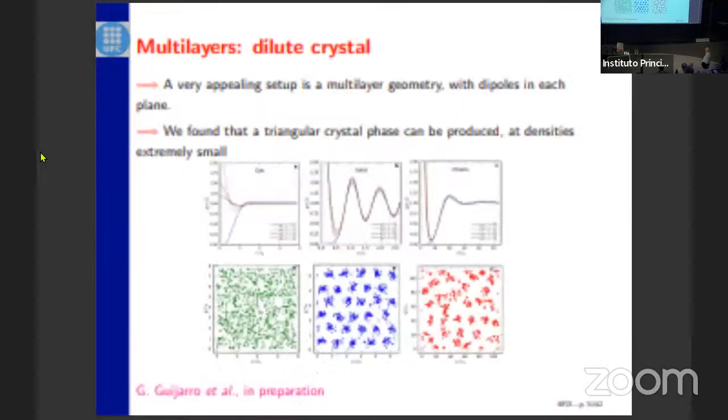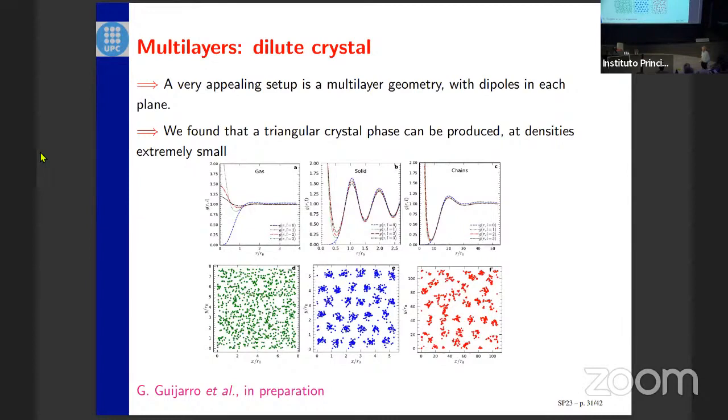And this is new, still unpublished. What happens when instead of a bilayer, I have a multilayer? Imagine that you can manage to put 2, 3, 4, 5 layers, with the same terminology. Well, what happens in that case is interesting, because you can evolve from a gas to a crystal. So you are able to see, look here, a kind of triangular crystal. You can identify the triangular geometry.